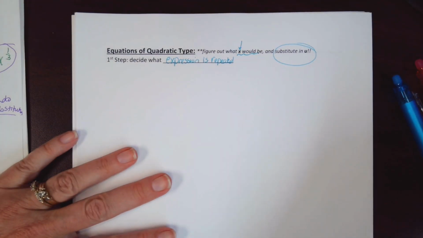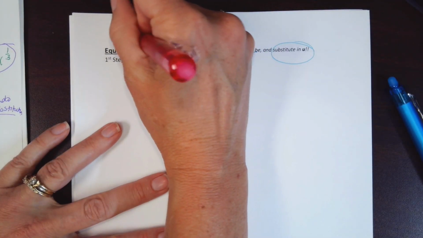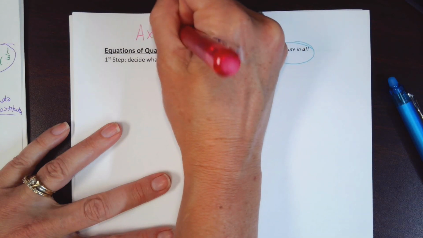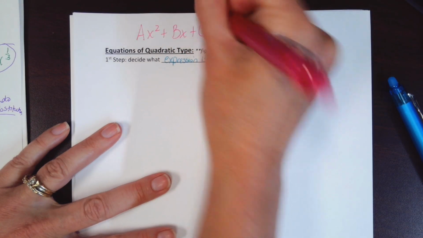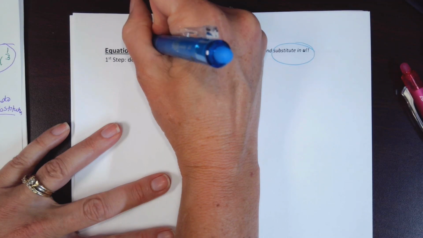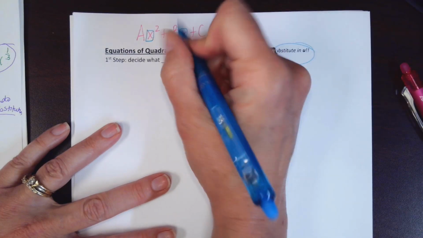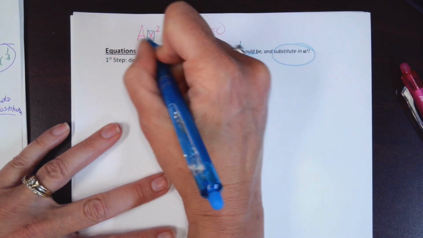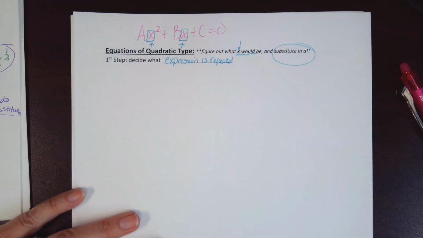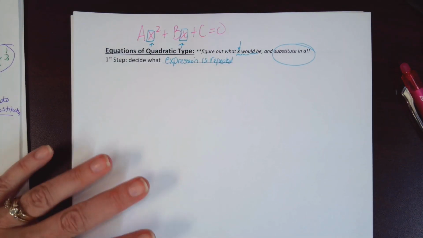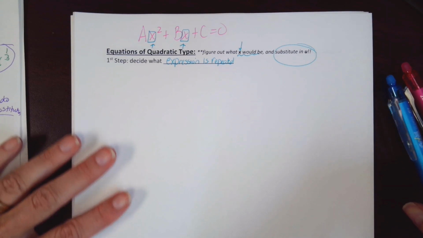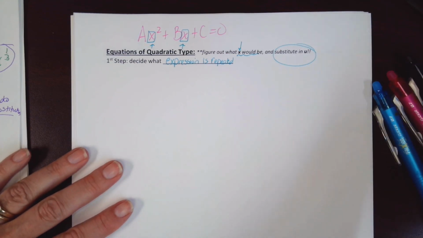Alright, keep in mind our general form of our quadratic equation, ax squared plus bx plus c equals 0. We have something that we're interested in. It shows up in our middle term and it shows up squared in our first term. That is an equation of quadratic type. So, for example, I'm going to do a couple here.